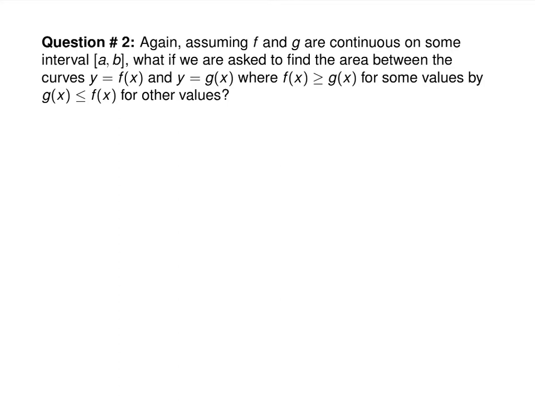Now let's again assume that f and g are continuous on some interval from a to b. In this case, what if sometimes f of x is bigger than g of x, but sometimes the opposite is true? Sometimes g of x is bigger than or equal to f of x. What if that happens? So in this case, let's draw a picture.